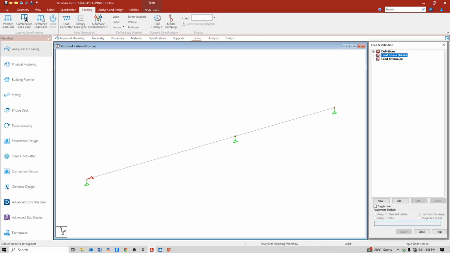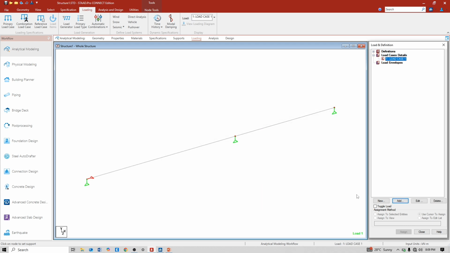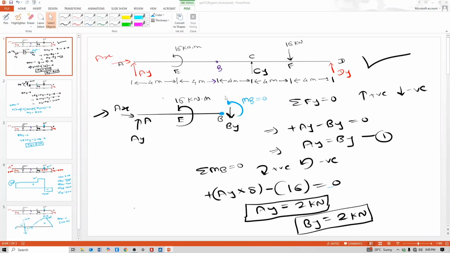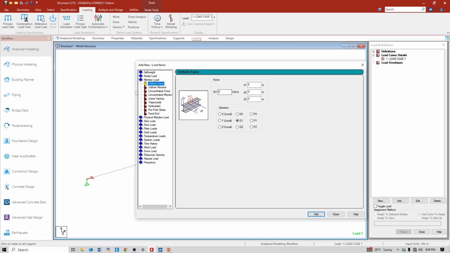Now loading. Load case details, add. Consider this as live load case 1, add, close, click on that load case 1, again add. Now our load is at a distance of 4 meter from A, 16 kN per meter anti-clockwise. So member load, concentrated moment. See how to apply it here in StaadPro.